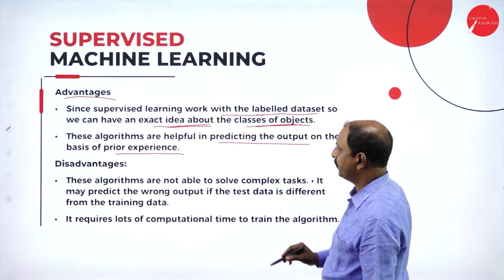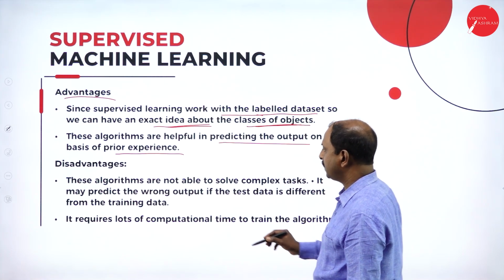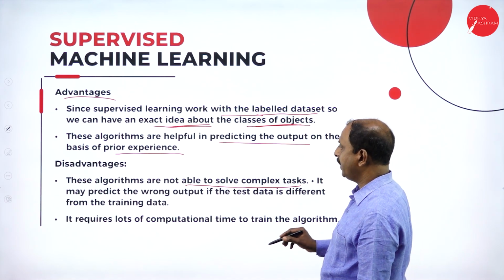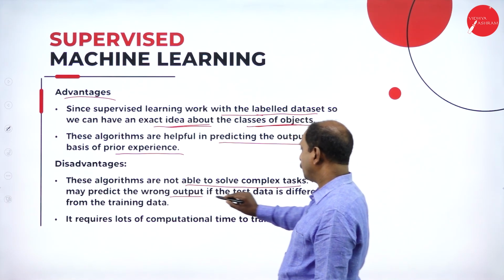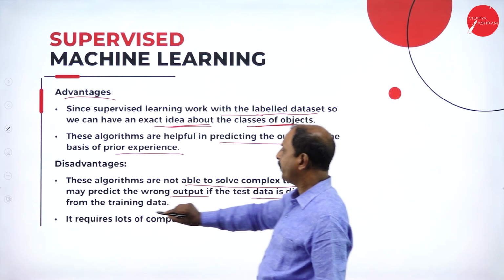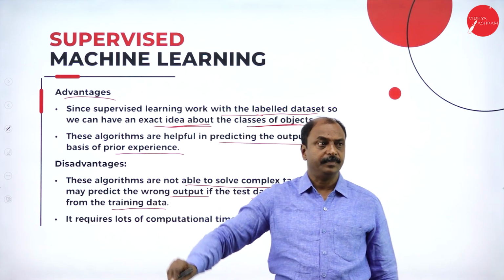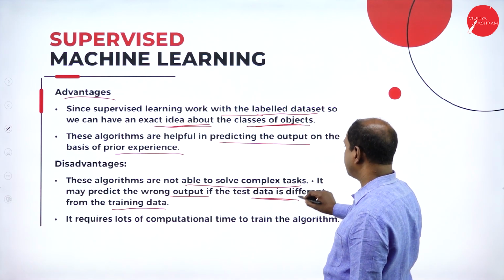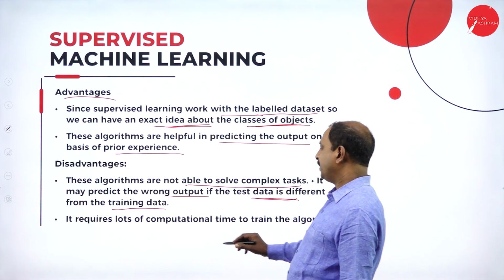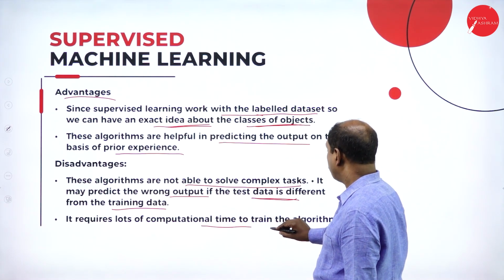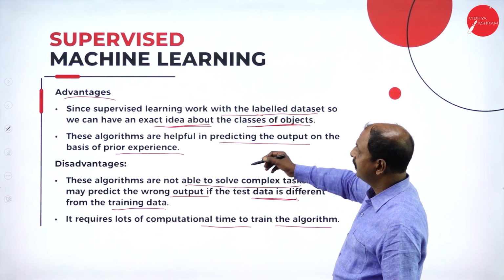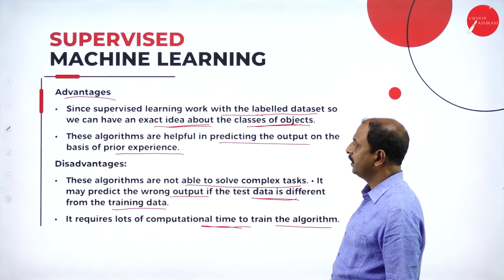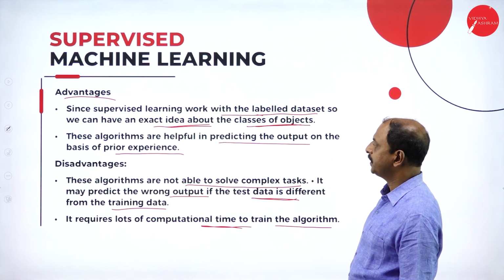Now what is the drawback of this? Disadvantages: it is not able to solve complex tasks, and it may predict the wrong output if the data set is different from the training data. The main drawback is that it cannot work with a complex data set. Now, it requires a lot of computational time to train the algorithm. So it requires more time for training the algorithm. Disadvantages of supervised machine learning.